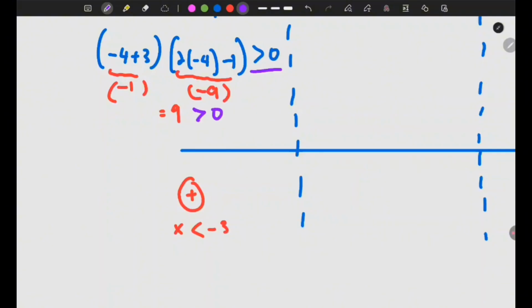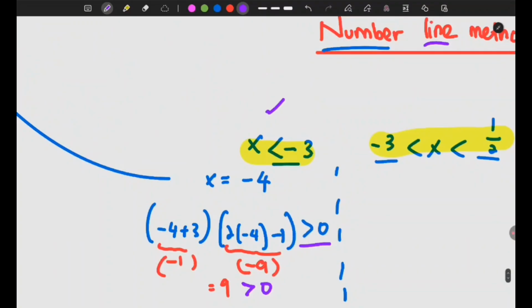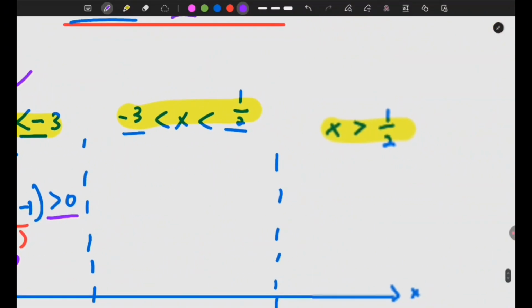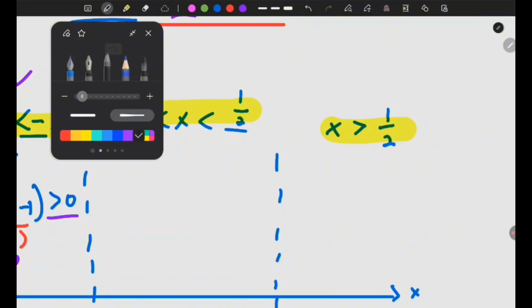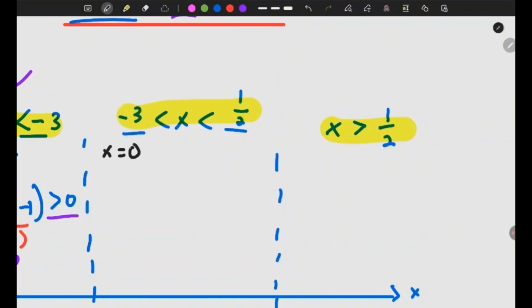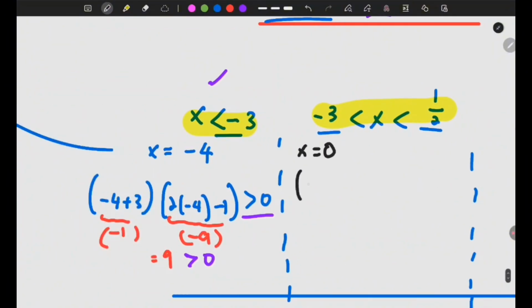Now let's check for this one. Any x value that is in between negative 3 and 1/2. Choose any value in between negative 3 and 1/2. Maybe I will choose x equals to 0. 0 is in between negative 3 and 1/2, right? So let's just say x equals to 0. So let's choose 0 plus 3, times 2 times 0 minus 1. And what are you getting? 0 plus 3 is 3. 2 times 0 is 0, 0 minus 1 is negative 1. So 3 times negative 1 is negative 3.